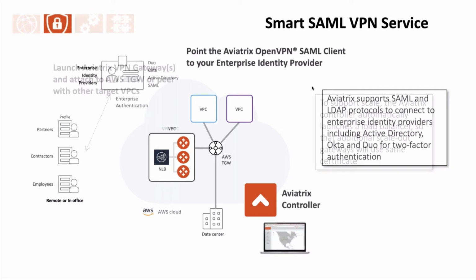The next thing you do is you'll point your SAML client to the enterprise identity provider. So our SAML client will allow you to utilize Active Directory or Okta or Duo or any of your enterprise identity providers so that you actually authenticate through the enterprise identity provider, which will hand back the SAML token. And then the SAML token will actually be used as you access the gateways.